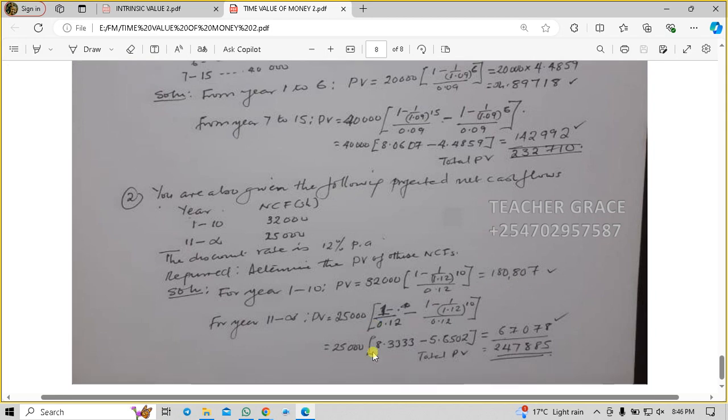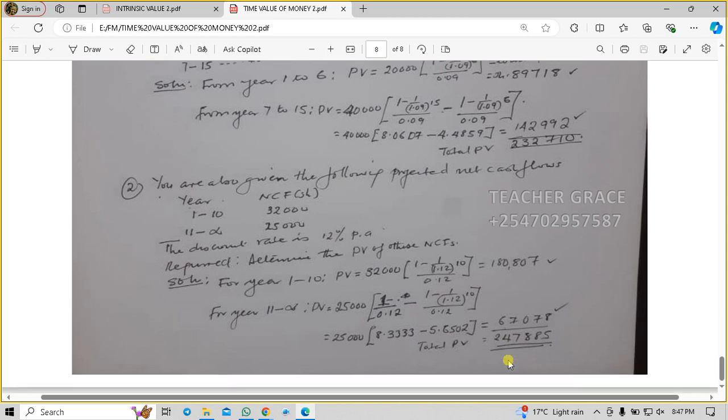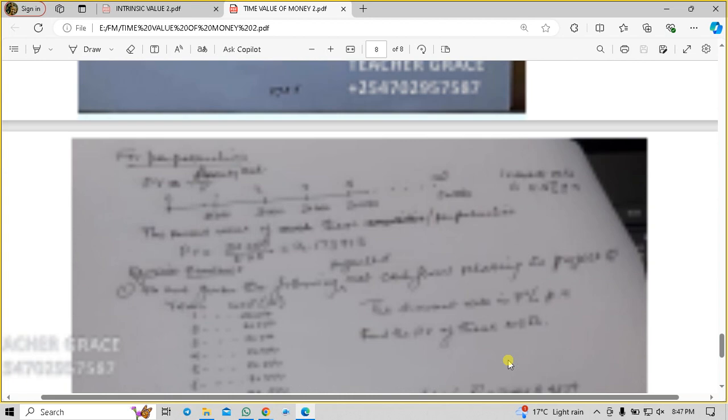Step 2, we have 25,000. So for infinity, we have said we are going to use 1 over 0.12, which is the discount rate, this one, minus power 10 for us to be able to finish up step 2. Subtract, multiply by 25,000, then add the 2 for you to get the total present value. And that is how you're supposed to work out that question.